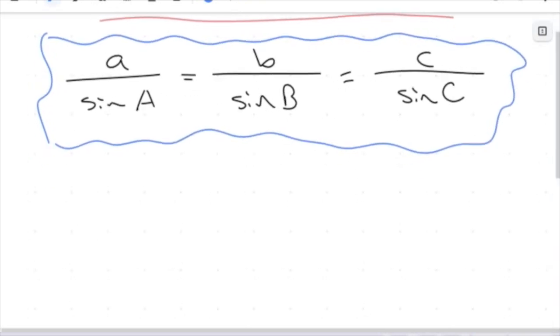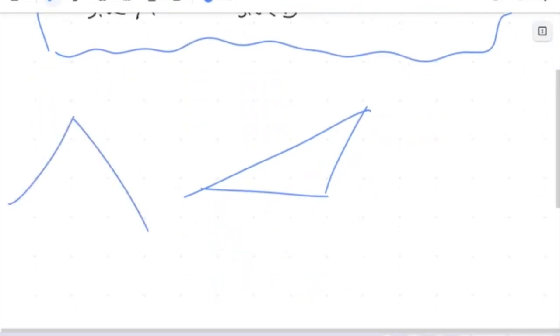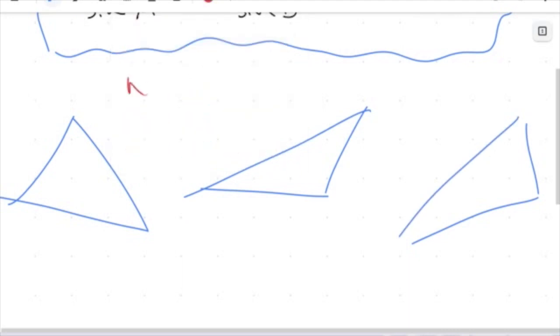We are looking at using trigonometry for non-right angle triangles. So, for example, solving problems with these unique types of triangles, which are non-right angle triangles.